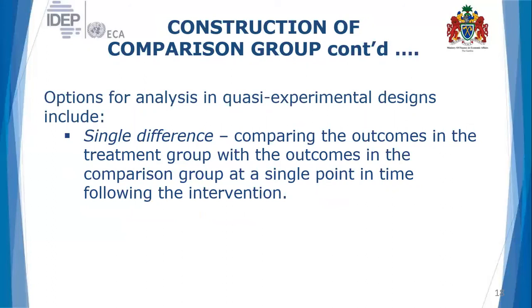There are also two key options that are used in the analysis of quasi-experimental designs. In other words, how analysis is done in these quasi-experimental designs. So the first approach or option is a single difference, which involves comparing the outcomes in the treatment group with the outcomes in the comparison group at a single point in time following the intervention. What does that mean? It means here, comparison of outcomes between two groups is done only at one time, and this is after the intervention has been implemented, or after implementing the program.